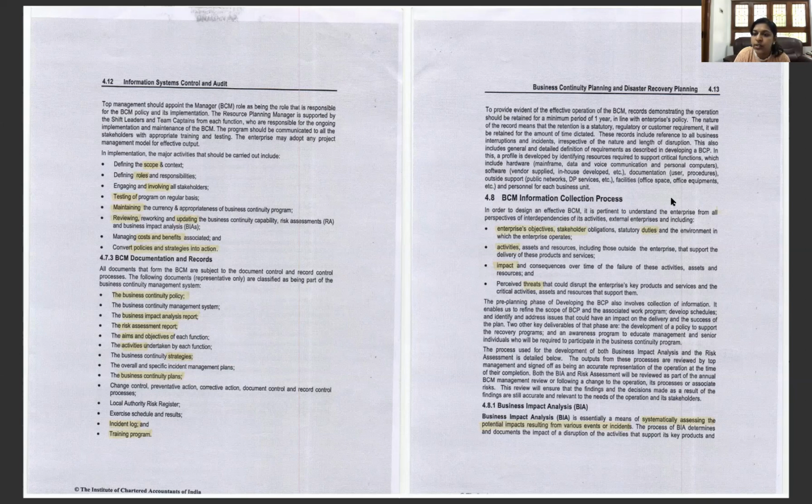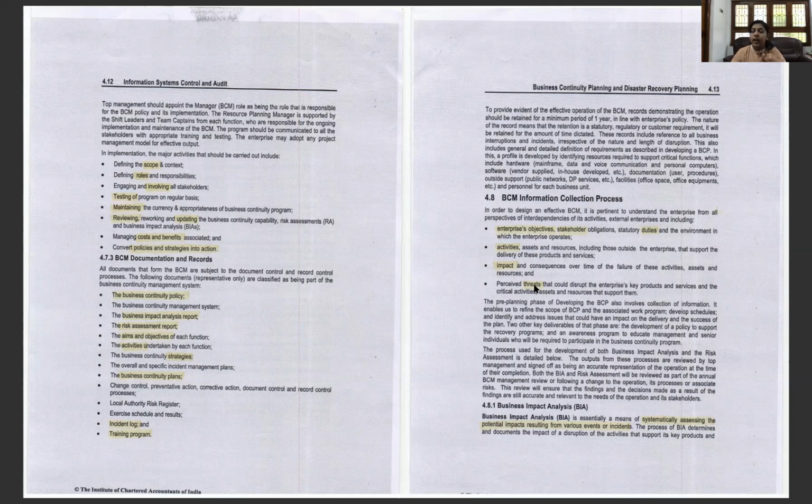So we have to first understand the enterprise through these activities. What are the enterprise's objectives, the stakeholders' obligations, the statutory duties, what are the activities undertaken by them, the assets, their resources, what is the impact of the consequences of the failure of these resources, what are the threats. So first, the BCM collection process starts with a thorough study of the enterprise.